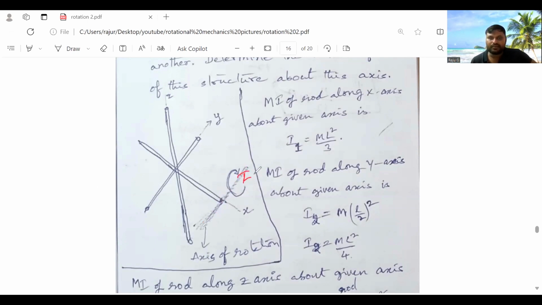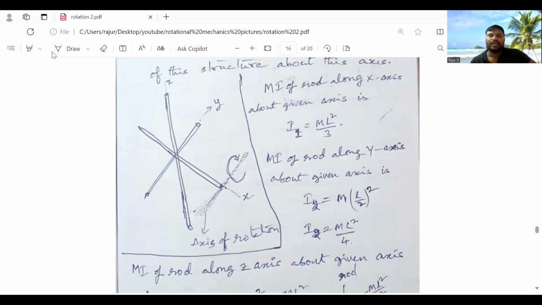We need to find this I. To find it, first we need to find I1, I2, and I3, substitute, and then add them up. After adding these three, we will get the moment of inertia I. I1, the moment of inertia of the rod along the x-axis about the given axis: as the given axis is at one end of the rod, we already found the end-of-rod moment of inertia is ml square by 3. So I1 is equal to ml square by 3.